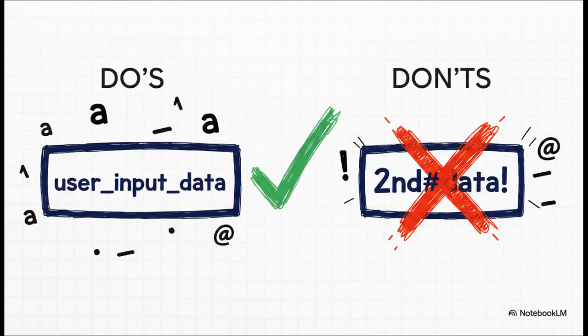And just like labeling a real box, there are a few rules you've got to follow. You can't just write anything. For names that have more than one word, the Python community really prefers what's called snake case, where you connect words with an underscore. Also, names can only have letters, numbers, and underscores. They can't start with a number, and you absolutely can't use any special characters like spaces or exclamation points.